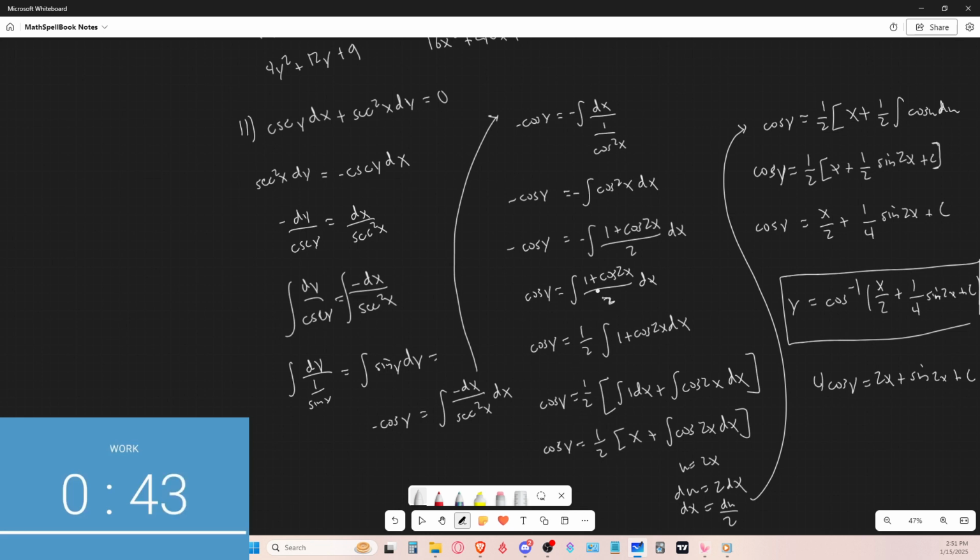Maybe I didn't get the identity right here, because maybe cosine is minus, right? No, I don't think so, because there's a plus sign here. So maybe we did that right. Because this is supposed to be the correct answer.